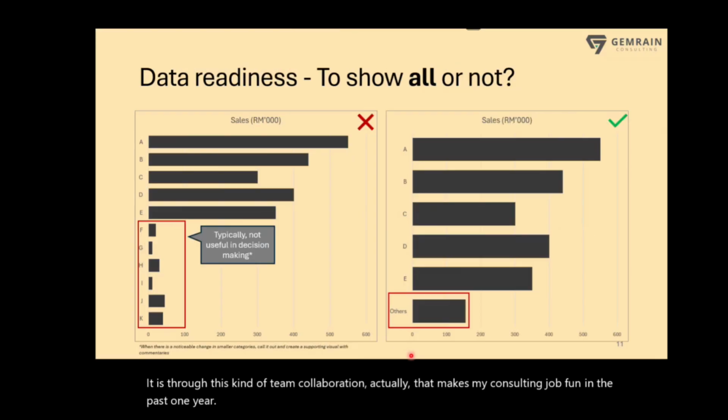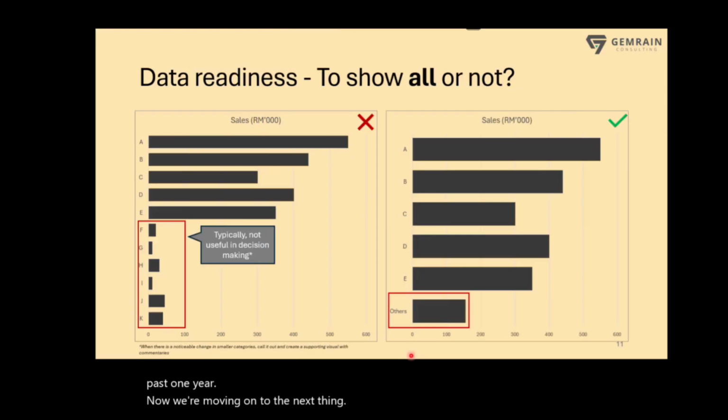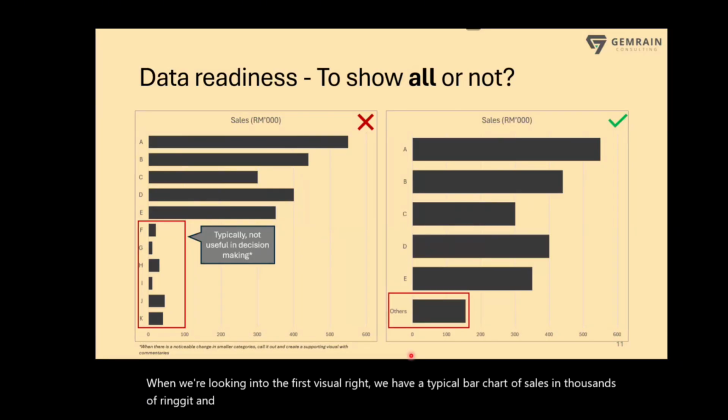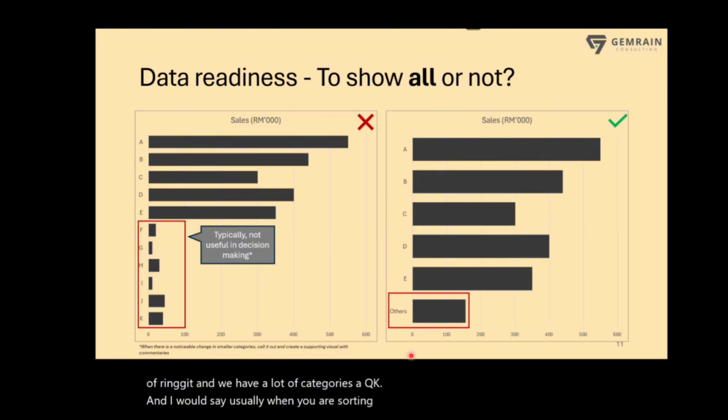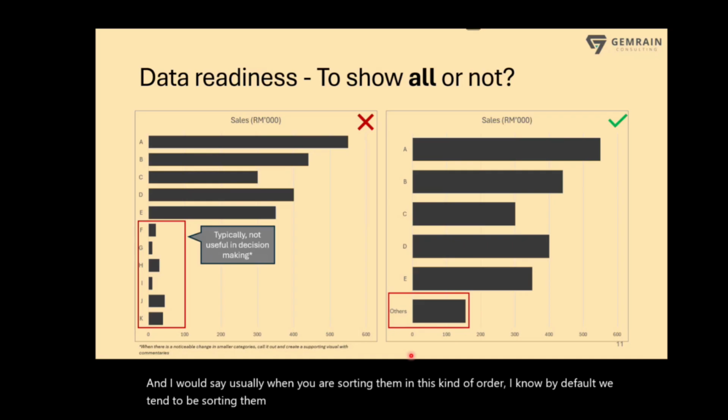Now we're moving on to the next thing, right? When I say to show all or not to show all, when we're looking into the first visual, we have a typical bar chart of sales in thousands of ringgit, and we have a lot of categories, A till K. Usually when you are sorting them, by default we tend to sort them by descending order of sales amount. But like I said again, when we are working in FMCG, there are certain orders that we would need to sort.